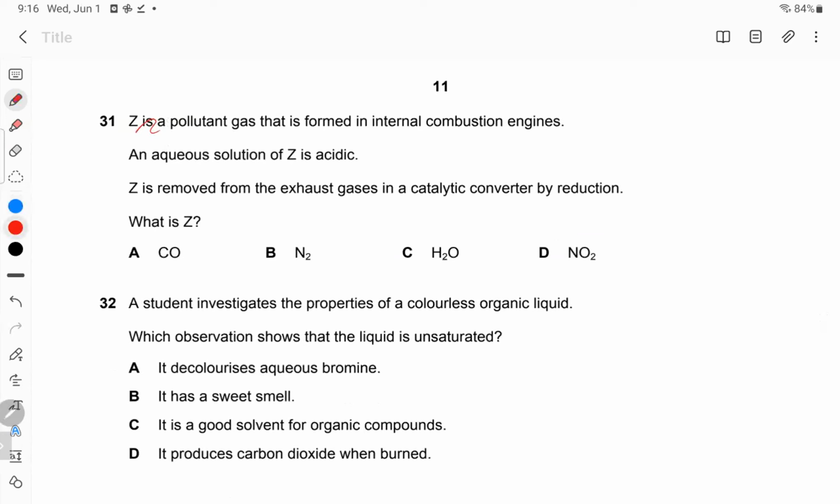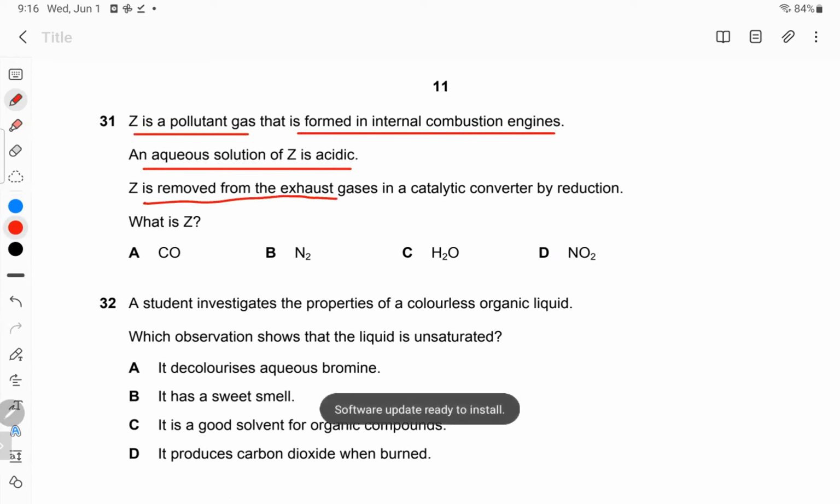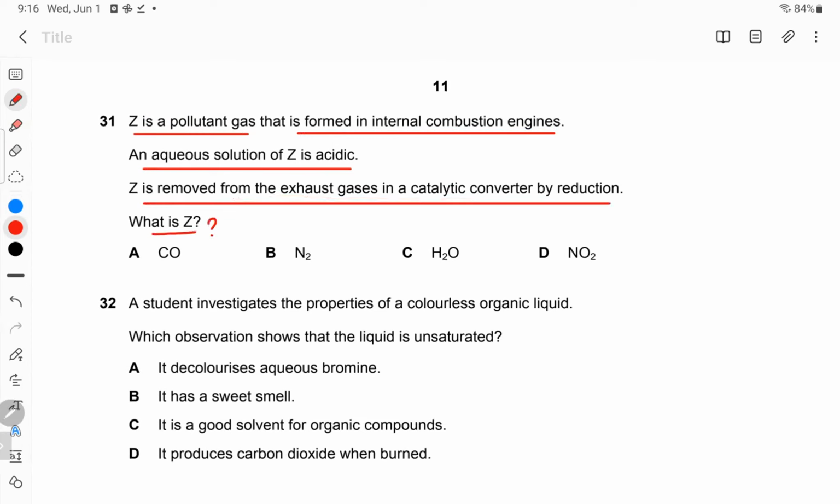Question number 31. Z is a pollutant gas that is formed in an internal combustion engine. An aqueous solution of Z is acidic. Z is removed from the exhaust gases in a catalytic converter by reduction. What is Z? Sir, it's D. Its aqueous solution is acidic, which makes sense, so it cannot be C and it cannot be B, right? Because nitrogen does not dissolve in water. If something dissolves in water, then it is considered an aqueous solution. So that's why I marked B and C wrong. Is it clear to everyone?